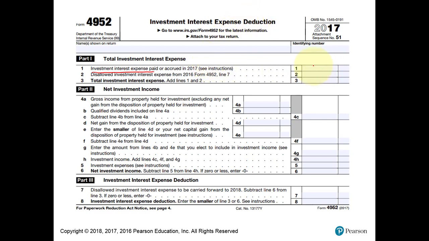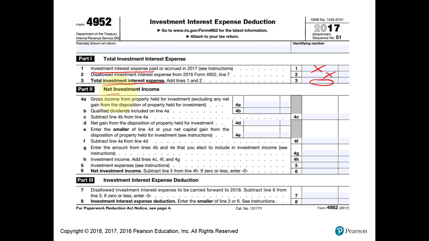So here's the amount you had paid in interest during the year. Here's an amount you were unable to deduct in previous years. So here's the total interest you possibly can deduct for the current year. But it's subject to a limitation called net investment income. Again, here's how much interest you paid.